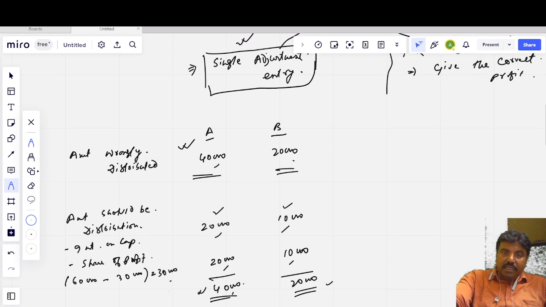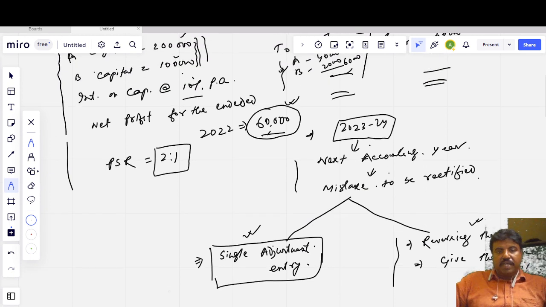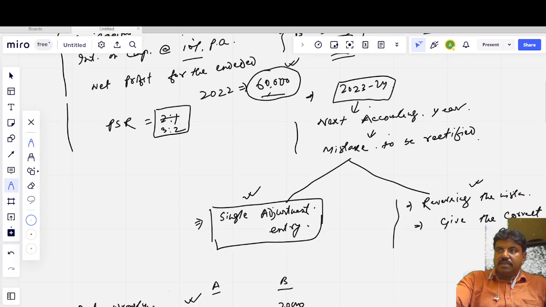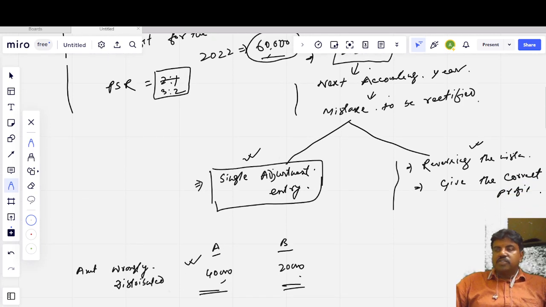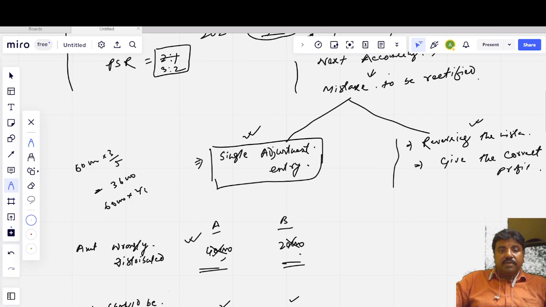But if I change the ratio in this sum, instead of 2:1, I'm making it 3:2. Then how will we think? 60,000 is your net profit. Then 60,000 net profit without providing interest on capital they have shared. Then in that case, instead of taking 40-20, how much have they taken? The amount wrongly distributed, 60,000 into 3 by 5, that is 36,000, and 60,000 into 2 by 5, that is 24,000. So this is the wrong distribution, 36,000 and 24,000.